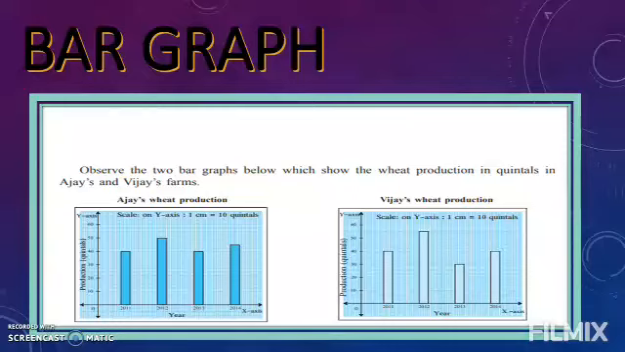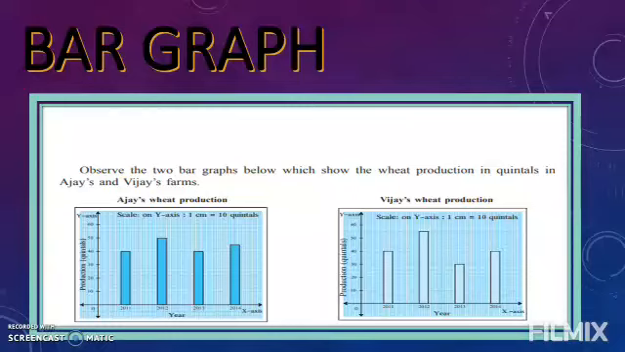Now, let's see the wheat production information for Vijay's. For this also on x-axis, years are mentioned, that is 2011, 2012, 2013 and 2014. And on y-axis, production is shown in quintals, that is 10 quintals, 20 quintals and so on, same as they have shown for Ajay's wheat production. Now let's see Vijay's wheat production.